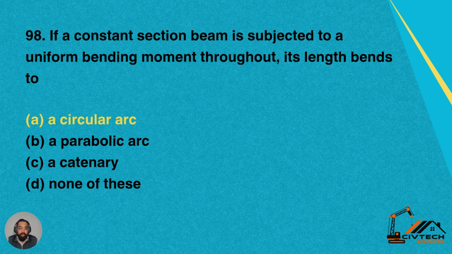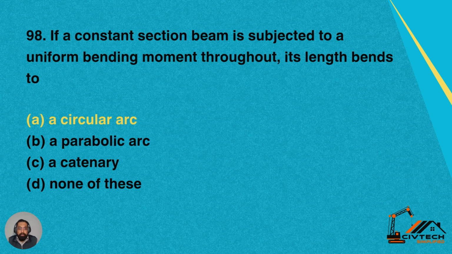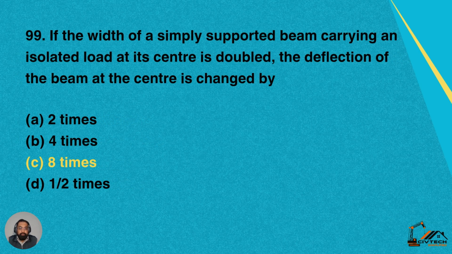Question 98. If a constant section beam is subjected to a uniform bending moment throughout, its length bends to option A circular arc, option B a parabolic arc, option C a catenary, option D none of these. So A is the correct option. Its length bends into a circular arc.